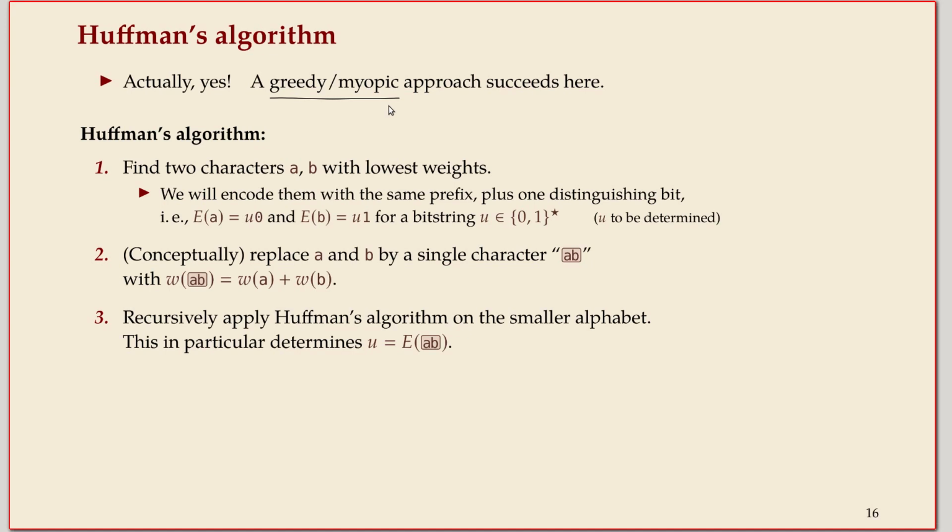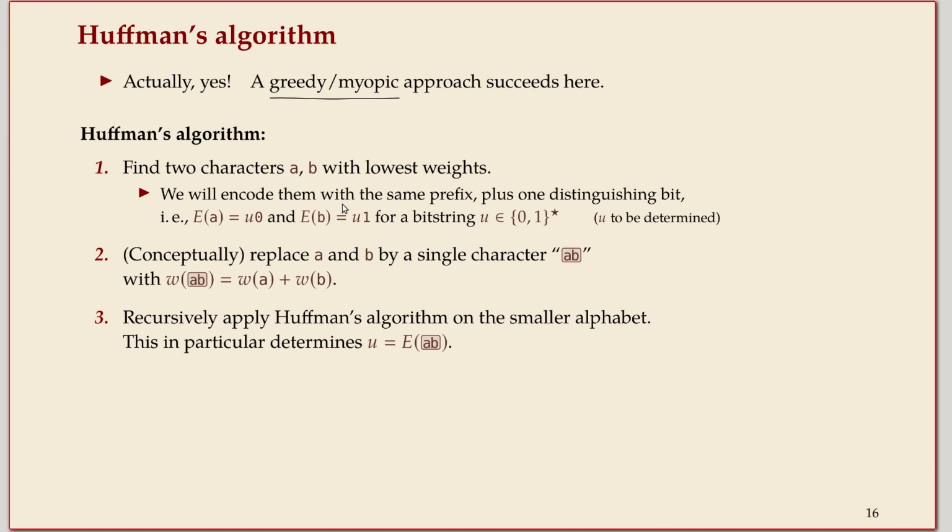So how does a myopic approach work for this problem of finding the code for a given alphabet? It works as follows. We find the 2 characters with lowest weights. Okay, it says some 2 characters because there might be ties, and in that case we have some freedom. So A and B are 2 characters that have the lowest weight. Say A has the smallest weight, and after A is removed, B has the next smallest weight.